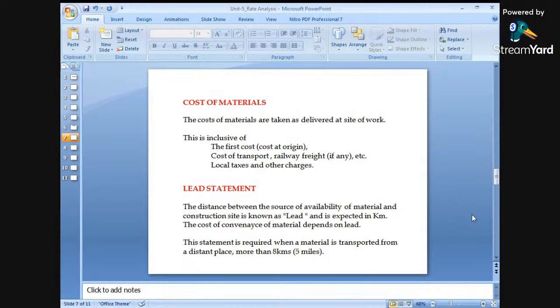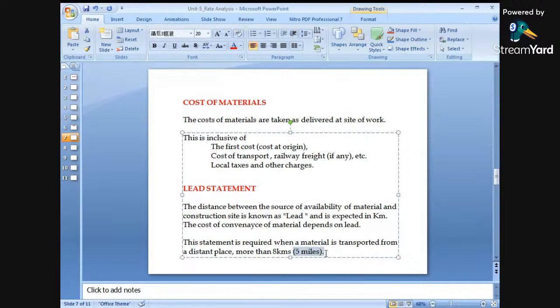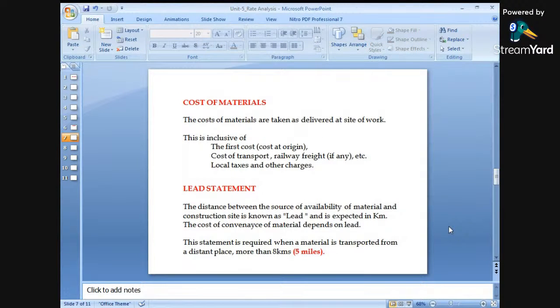Local taxes and other charges will also be considered in the material cost. Again, the statement is saying the lead. I have already shown you what is lead. When the transportation is more than 8 kilometers, this term is called lead. So this lead statement is also to be considered.